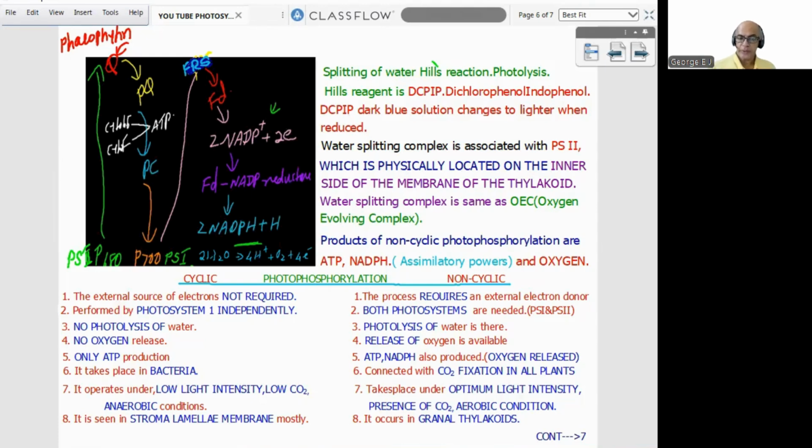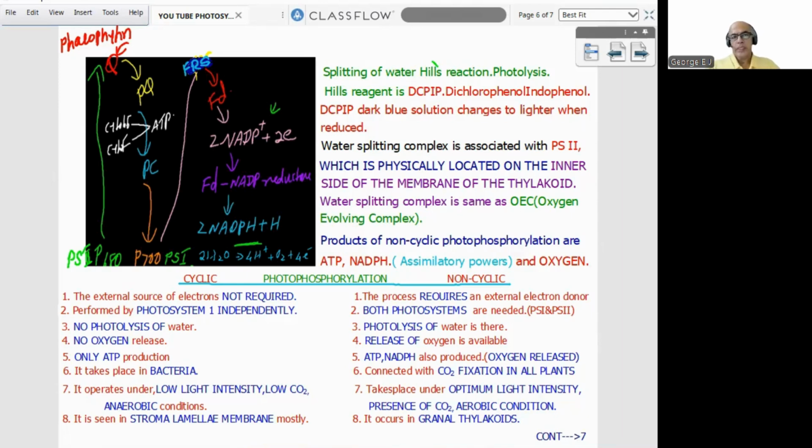The water splitting complex, photolysis, that complex is associated with photosystem 2, and it is physically located on the inner side of the membrane of the thylakoid. It's a famous statement from NCERT, a usual question. And this water splitting complex is the same as OEC. OEC means oxygen evolving complex. And the products of non-cyclic photophosphorylation include ATP and NADPH. These two are assimilatory powers, and there will be release of oxygen.